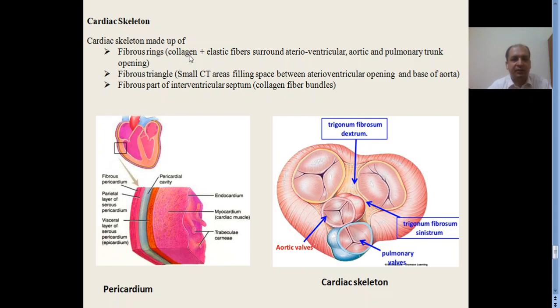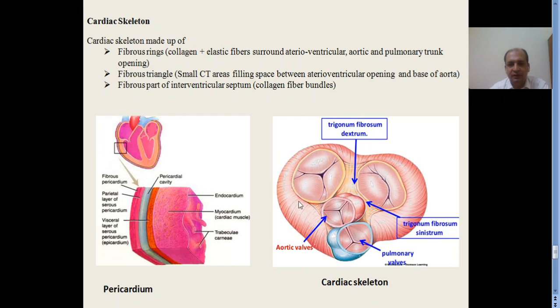So it consists of three main things: the fibrous rings, the fibrous triangles, and the fibrous part of the interventricular septum. Fibrous rings, as the name indicates, are rings present around the tricuspid valve and the bicuspid valve on their external side. These are found with collagen and elastic fibers that surround the atrioventricular, aortic and pulmonary rings.